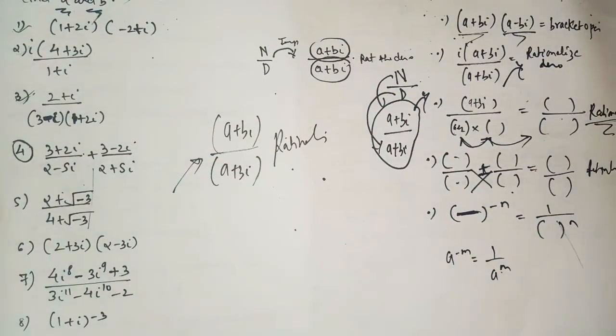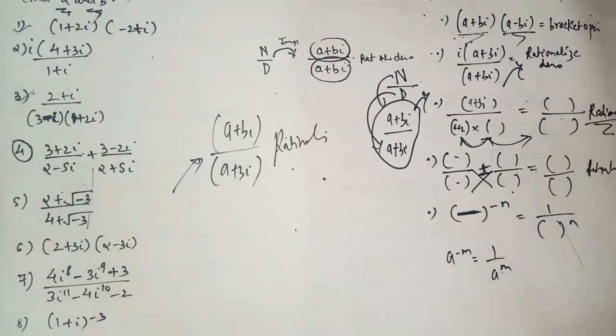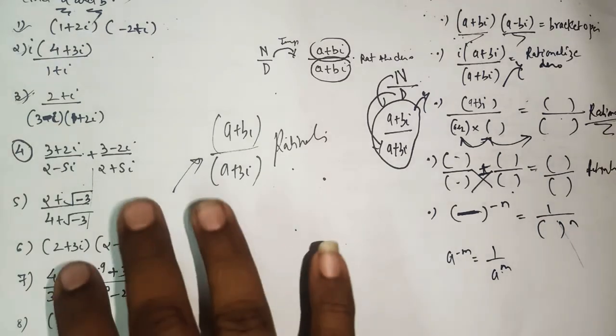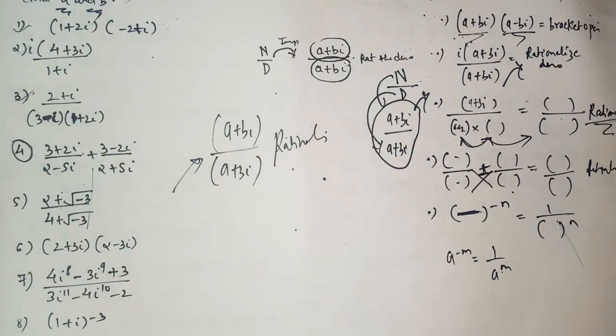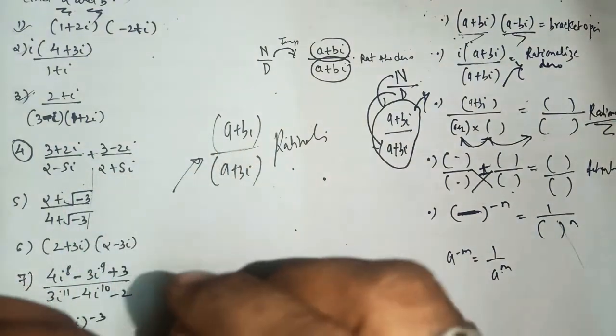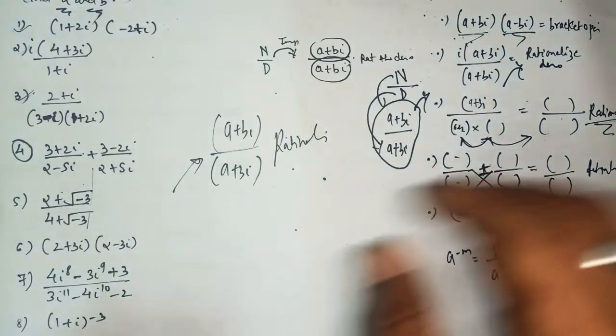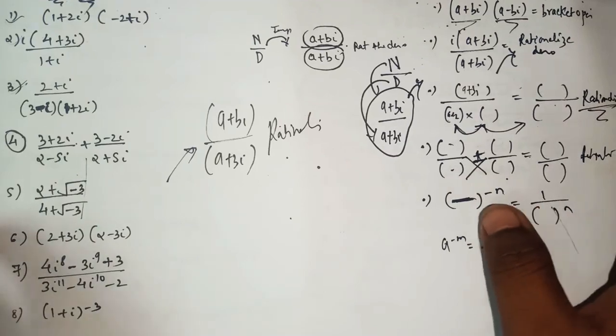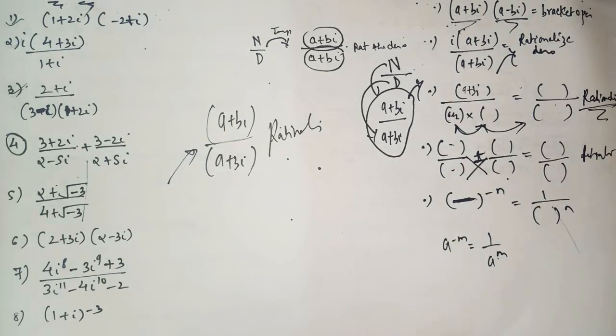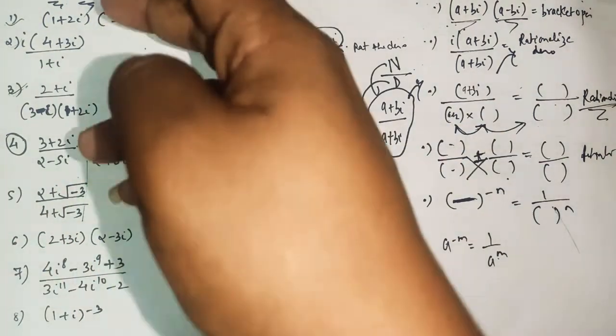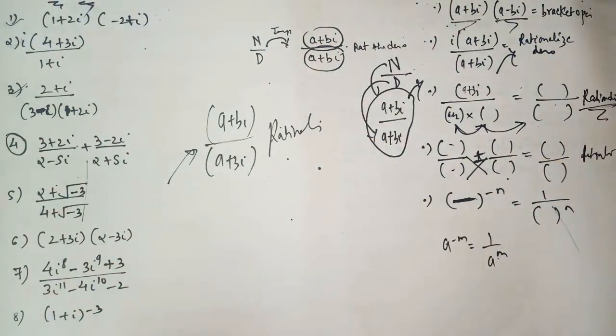All these sums are from the exercise only. They are not any additional sums or solved examples. It is from the textbook only. Suppose in the exercise for this question there are 8 to 10 sums, or 10 to 12 sums, I will teach at least 6 to 7 sums, and the remaining sums please try to solve by yourself. So let's move on to the next, question number 4.